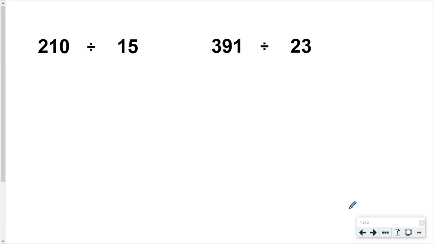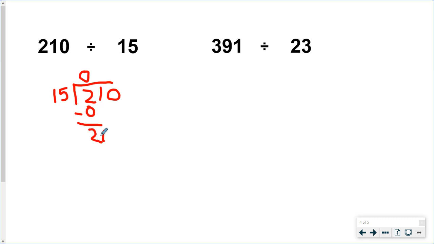Here are 2 more problems that we have real quickly. 210 goes in the box. All right, 15 goes out front. How many times can 15 go into 2? Can't do it. Go ahead and put a 0 there. 0 times 15 is 0. Go ahead and subtract. That's 2. All right, now I'm going to bring the 1 down.